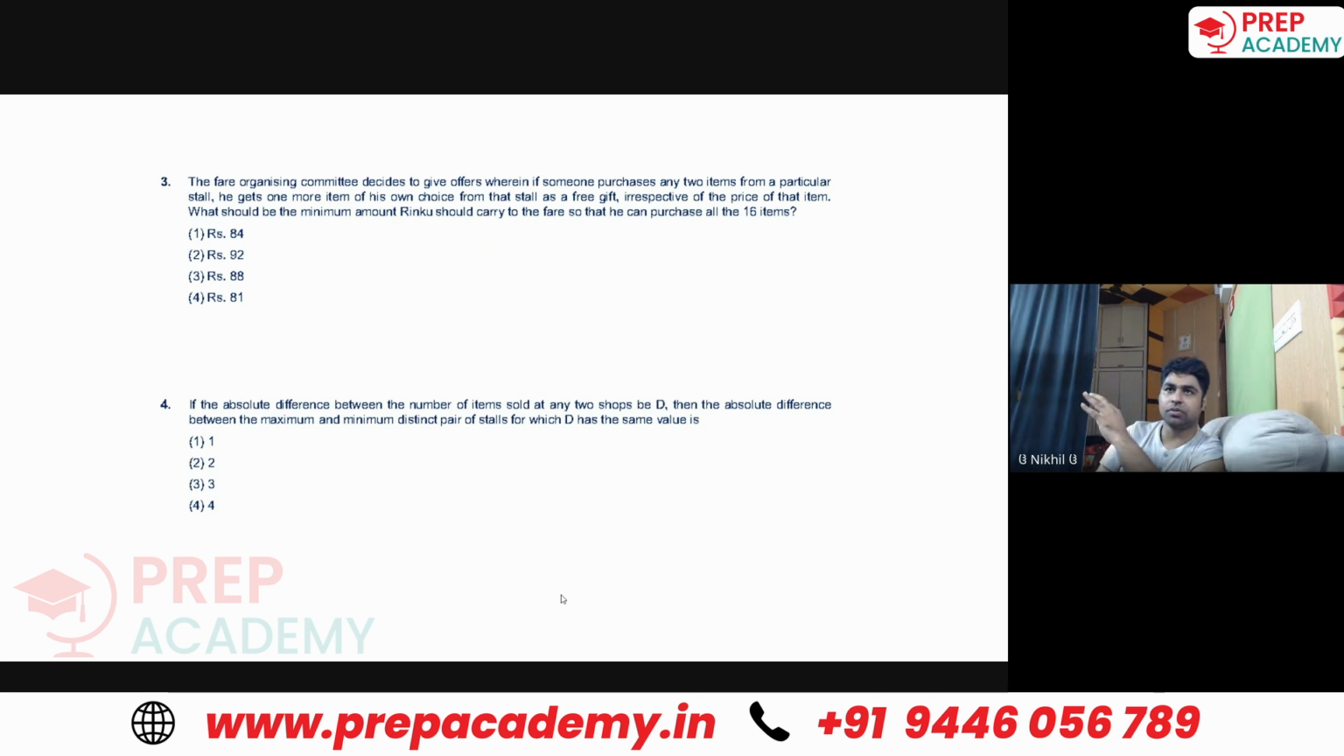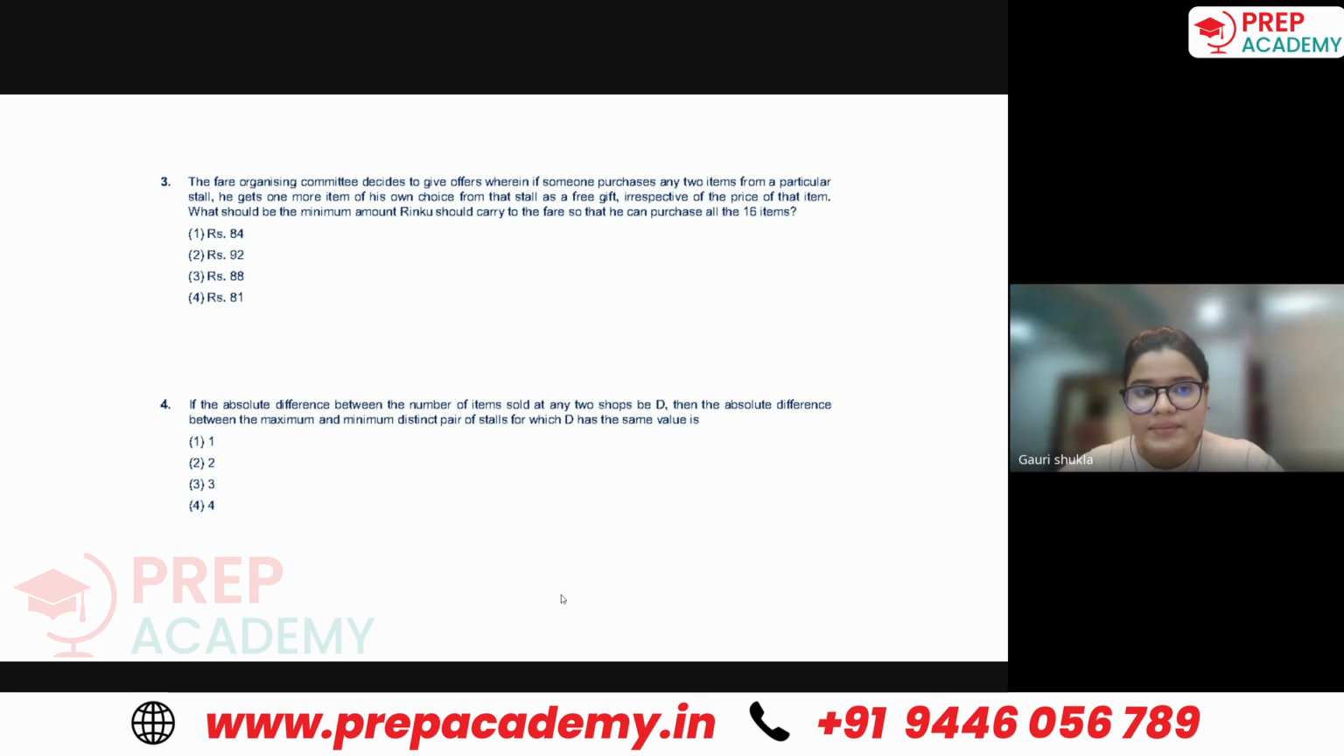Okay. So if this option is given to you, there are 16 items kept in front of you, and they cost 1 rupee, 2 rupees, up to 16 rupees. And if I give you an option to pick any two items and the third item that you want, irrespective of the cost, you get as free, what would be the first instant reaction of yours? Which item would you like to pick first?